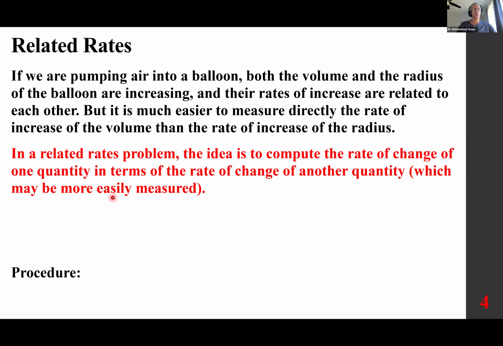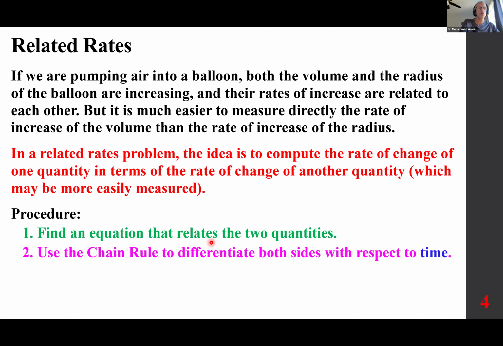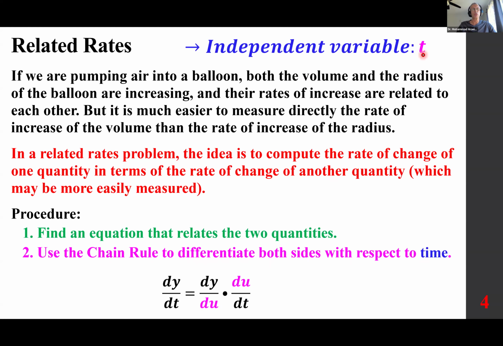So what's the procedure? Number one, find an equation that relates the two quantities. Number two, use the chain rule to differentiate both sides with respect to time, which means in the case of related rates, the independent variable is t. Therefore, the derivative of x is dx/dt, the derivative of y is dy/dt, the derivative of z is dz/dt, and that's important to pay attention to. And so in Leibniz's notation with respect to t, dy/dt becomes dy/du times du/dt.